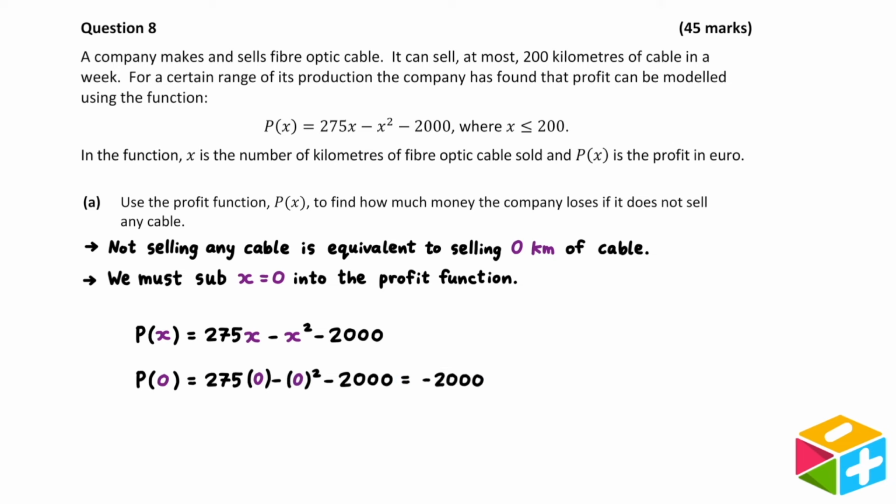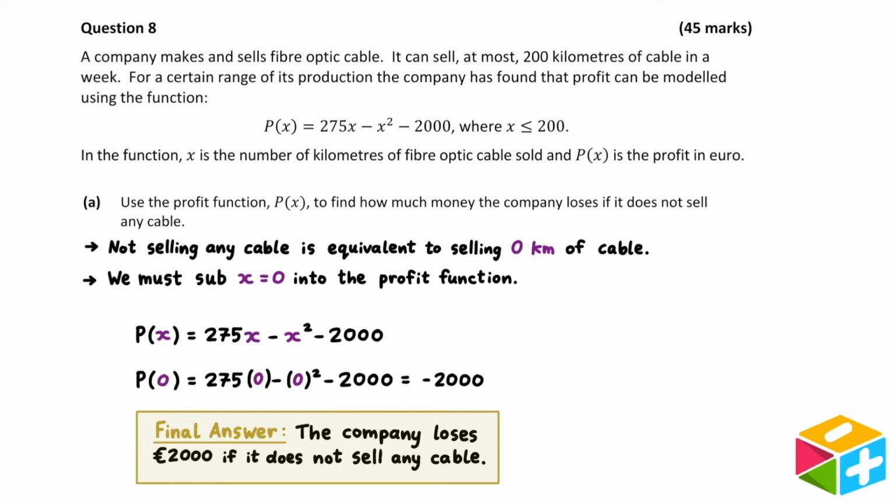We have got an answer of minus 2000. In the context of profit, a minus sign means that we're losing money. So our final answer here is that the company loses €2,000 if it does not sell any cable.